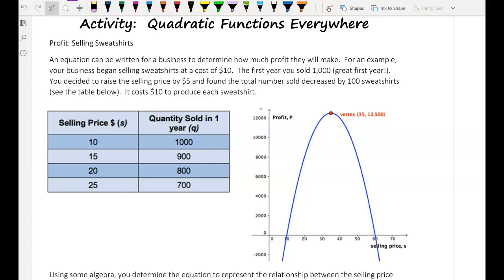All right, so this first activity here in quadratic functions everywhere is called profit selling sweatshirts. An equation can be written for a business to determine how much profit they will make. For an example, your business began selling sweatshirts at a cost of $10. The first year you sold 1,000.